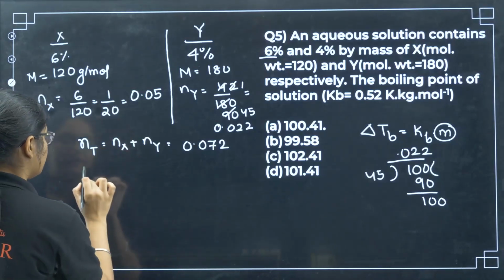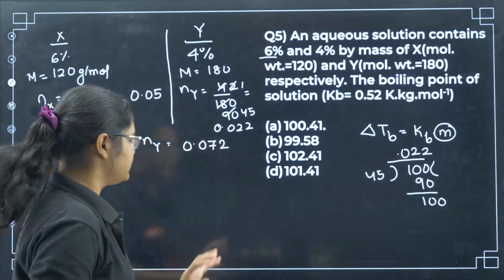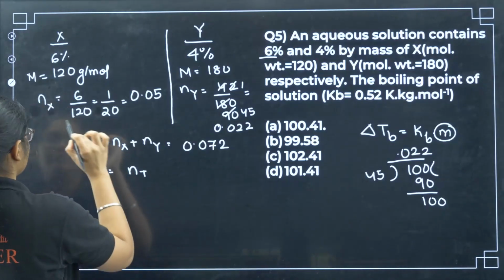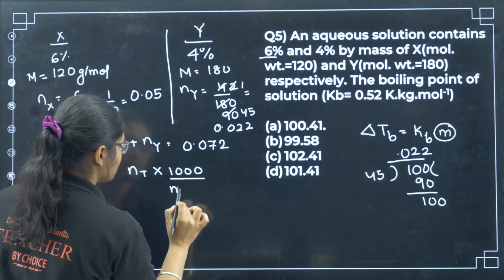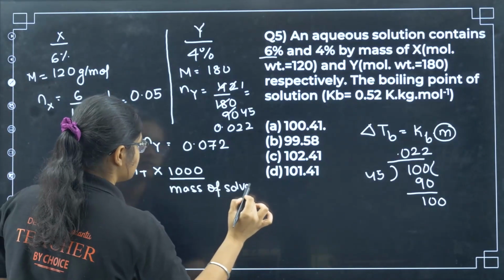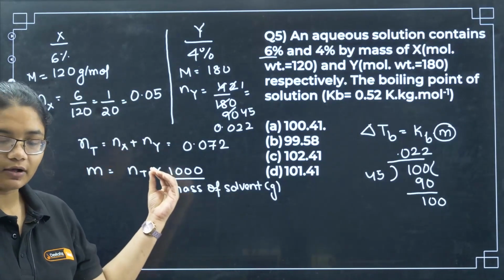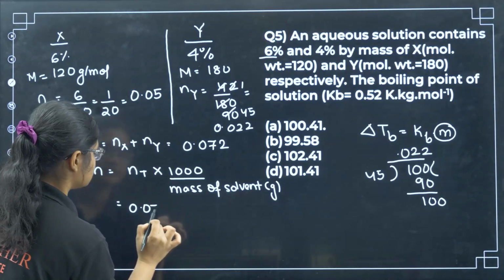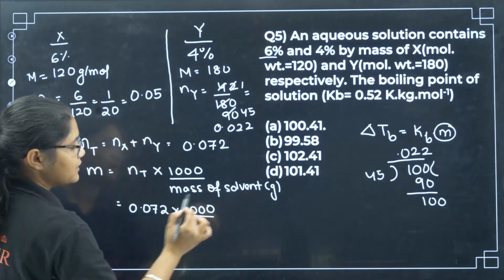Now what is the molality here? What is the formula for molality? Because I have Kb into m, right? Molality is number of moles into 1000 by mass of the solvent in grams. This is the formula for molality. Number of moles I got 0.072 into 1000. Now what is the mass of the solvent?